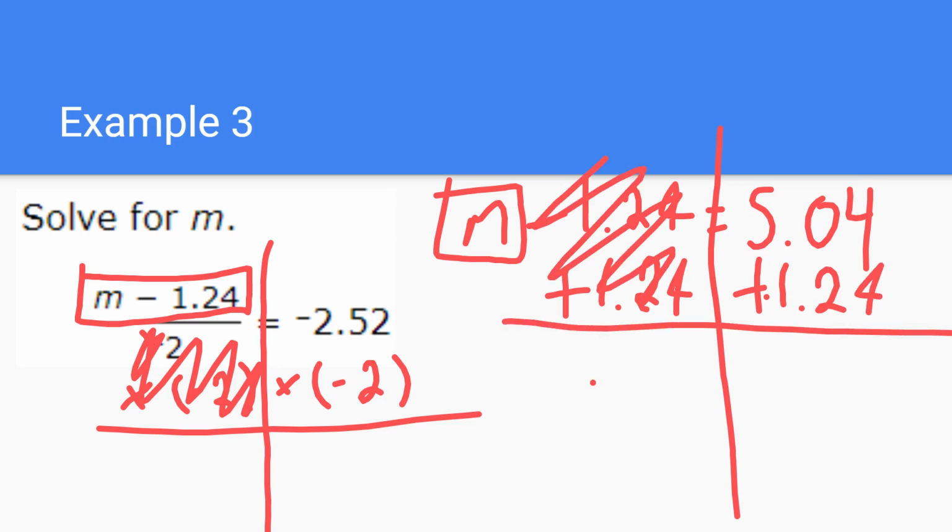This over here will cancel out, and I'm left with m by itself. And m is going to equal plus 1.24. M is going to equal 6.28. Boom. All right, just a few more examples.